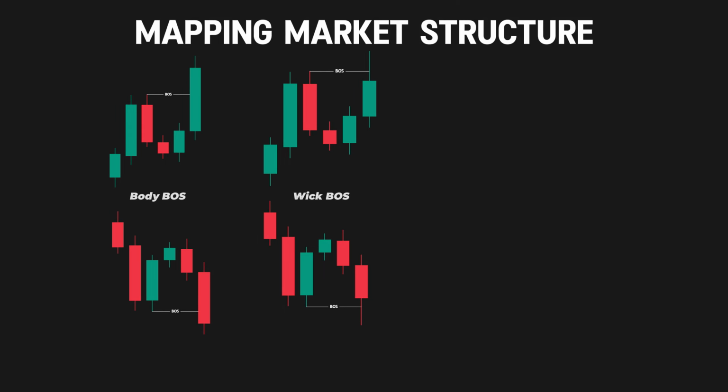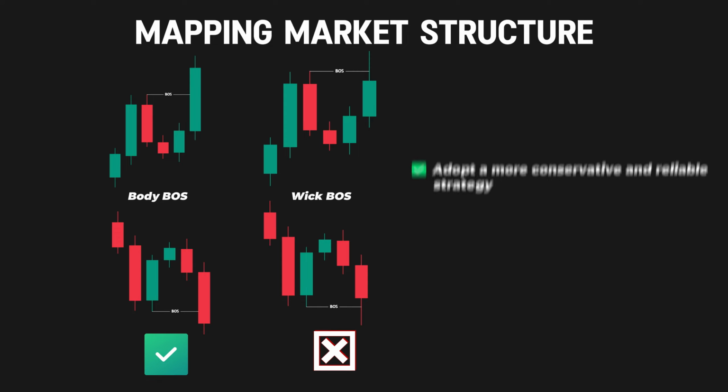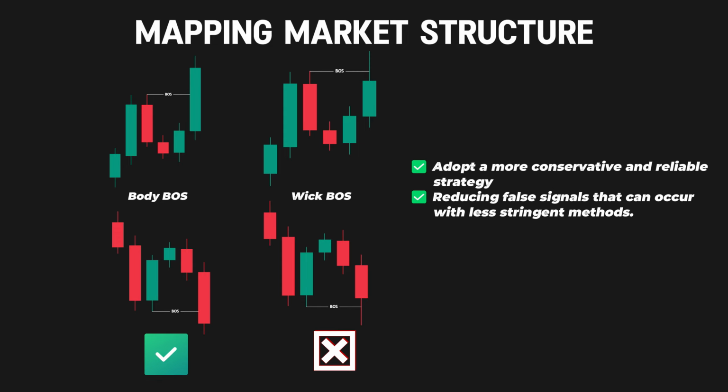By relying on candle closures rather than just wicks, traders adopt a more conservative and reliable strategy, significantly reducing false signals that can occur with less stringent methods. This confirmed, closure-based method allows traders to confidently determine when major swing highs or lows have truly been broken, ensuring greater precision, reliability, and consistency in their market analysis.